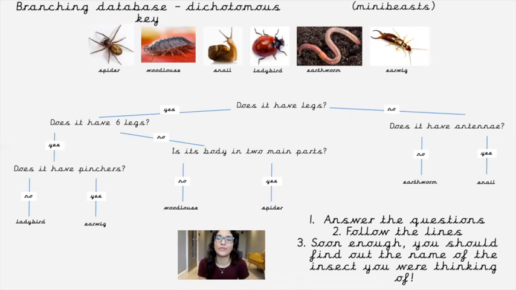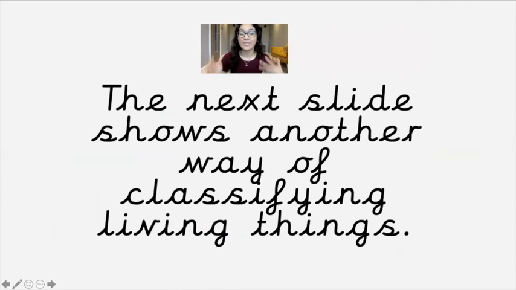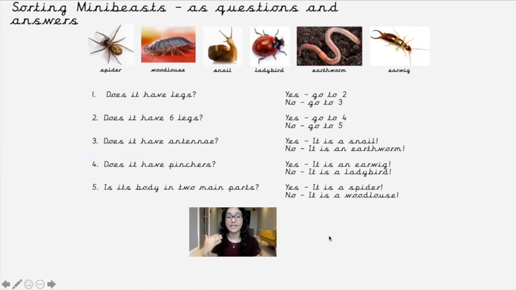It tells you different parts of an insect, and then it tells you what the name of it is as well. Now, obviously, you can do this with other living things, but this is just an example with insects, or mini beasts as they're called here. Now, the next slide shows another way of classifying living things. So here, you're asking questions rather than following lines. It's the same as the first classification key in that you're asking questions, but it doesn't have the lines.